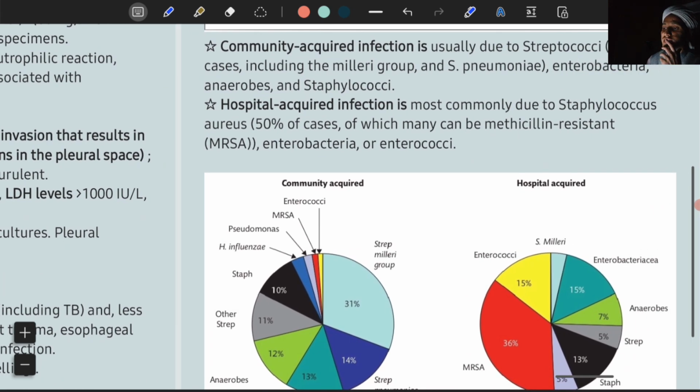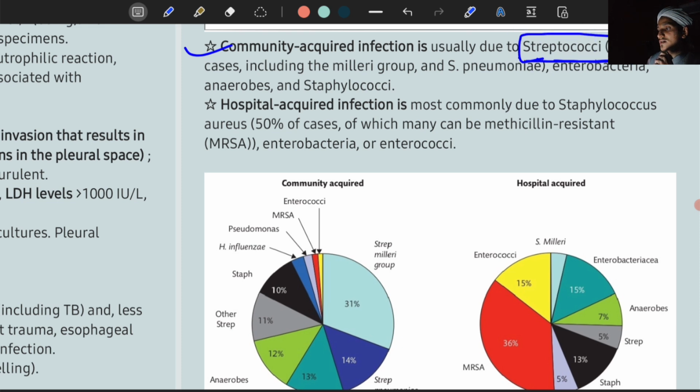In the community, this can be community acquired or hospital acquired. Community acquired infection is usually due to streptococci 50% of the time. Other causes include enterobacteria, anaerobes, and staphylococci. Usually the empyema is mixed. It will have gram positive, gram negative, and anaerobes also, but the predominant organism in community acquired infection is streptococci.